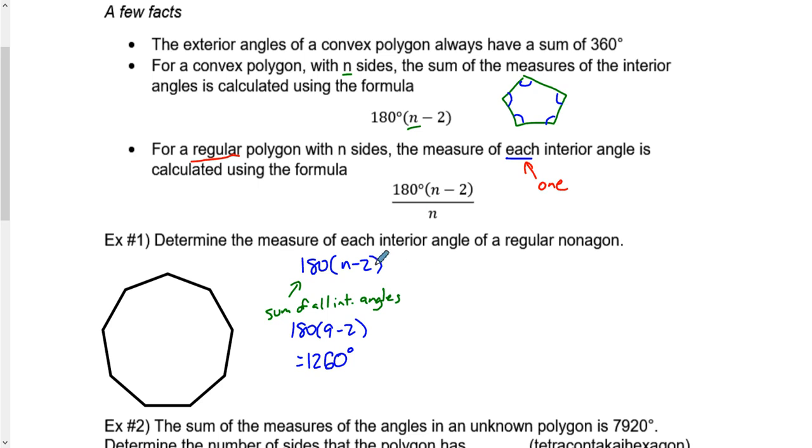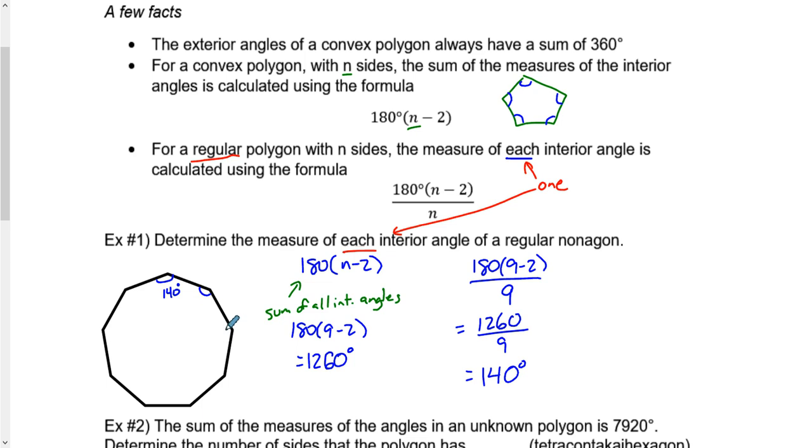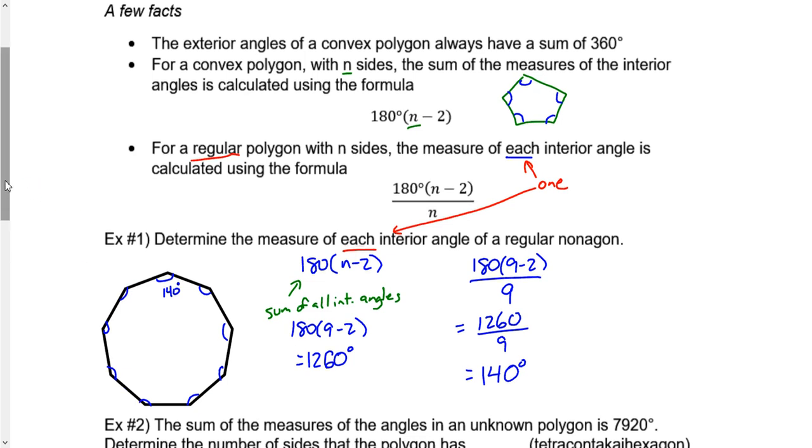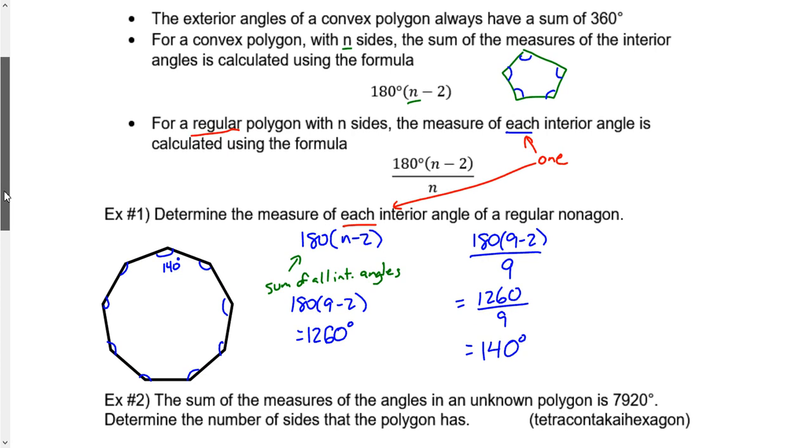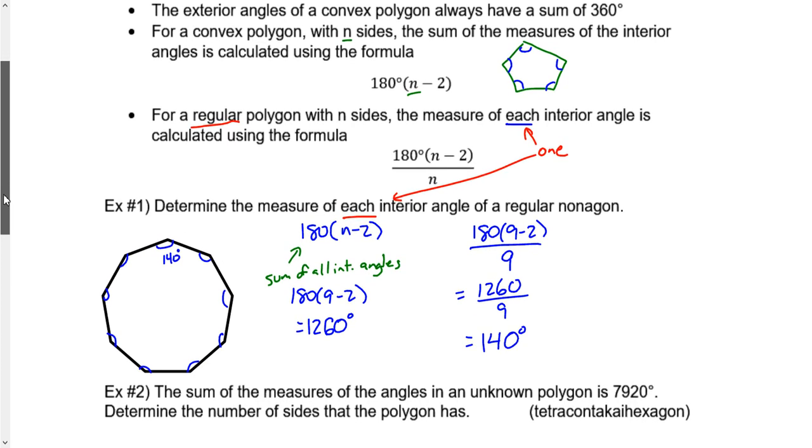If I want to find out each interior angle, which means I am talking about one interior angle, I do the exact same thing, but I divide by how many sides there are. Now, of course, I've already done this calculation for the numerator. I divide by the 9. Each of these angles here will be 140 degrees, each and every single one of them. You'd actually be surprised how many times someone does need to use something like this.